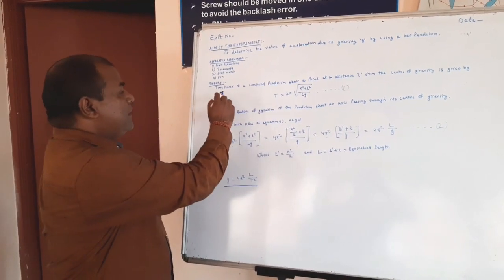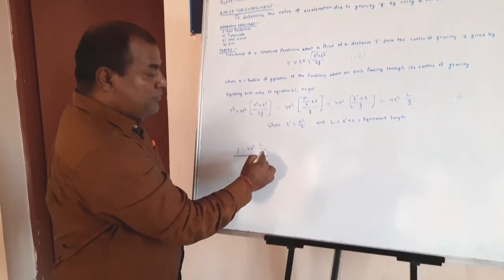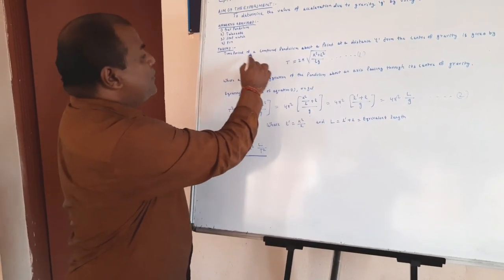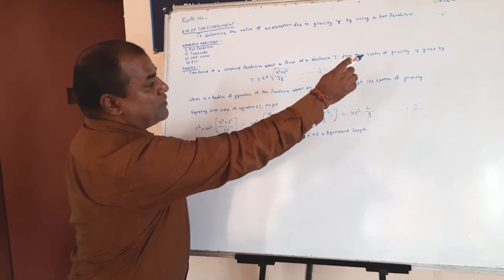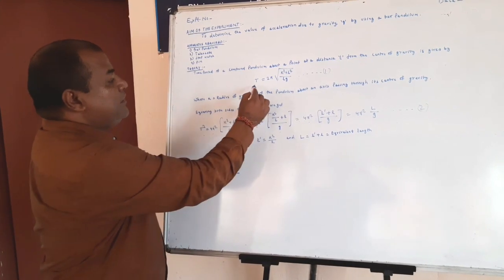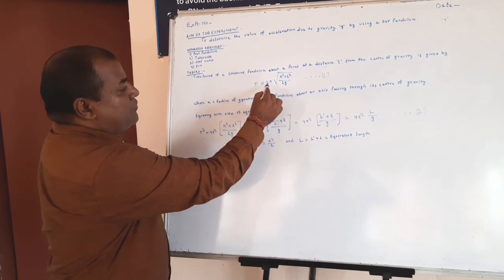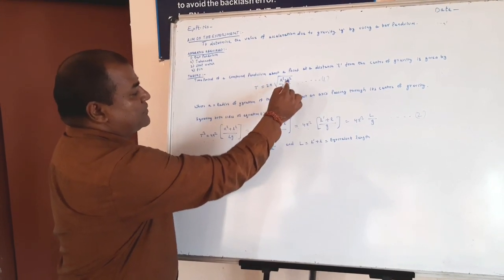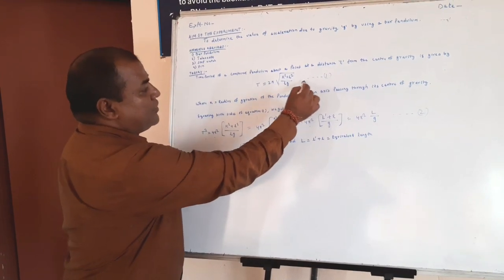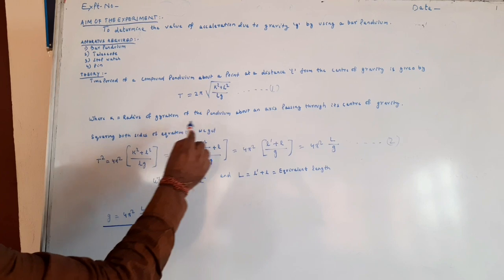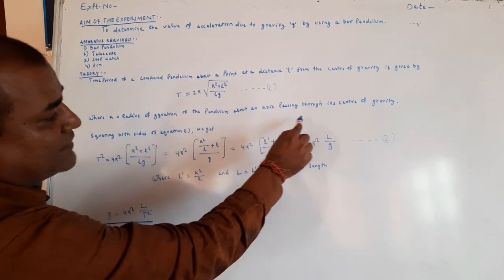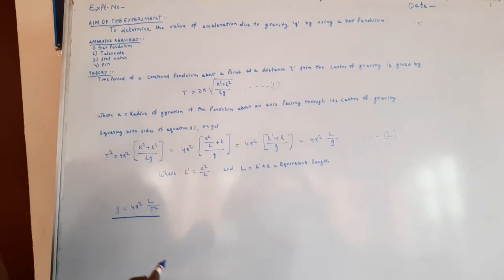So, the theory part. g is equal to 4 pi square into L by T square, where the time period of a compound pendulum about a point at a distance L from the center of gravity is given by T equal to 2 pi square root of (k square plus L square) by Lg. That is your equation 1, where k is the radius of gyration of the pendulum about an axis passing through the center of gravity.